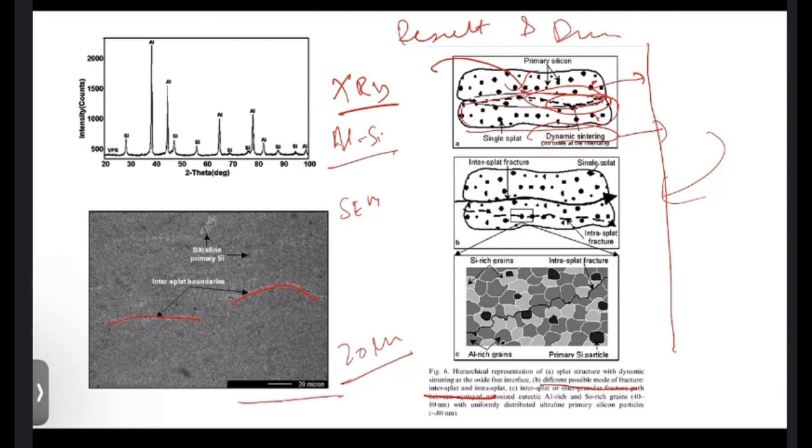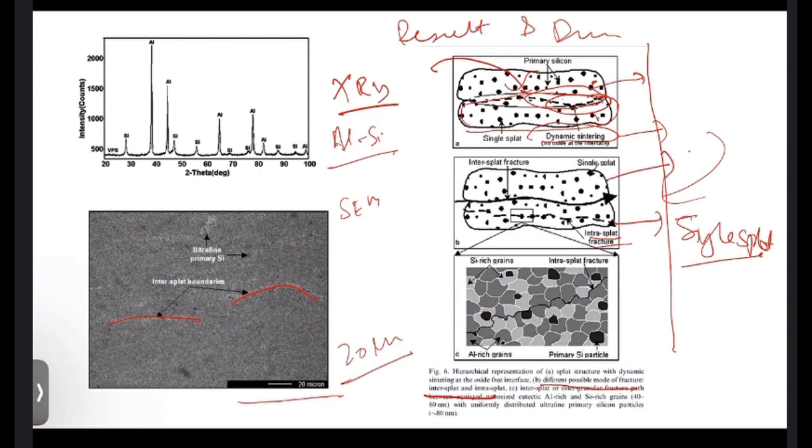Intrasplat fracture means that within the single splat itself we have some fractures. While forming a junction, the material may experience some fractures near the junction. I think the best way to distinguish any such material characterization is to do EBSD, electron backscatter diffraction pattern.